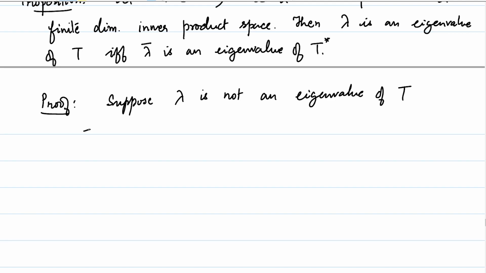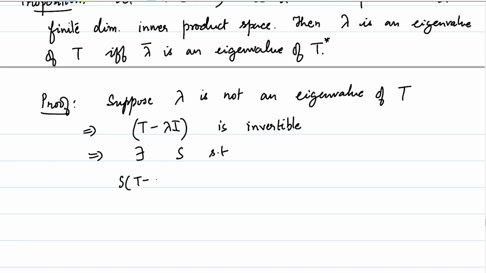What does that mean? This means that T minus lambda I is an invertible linear operator, because there will be nothing in the null space of T minus lambda I. We are in the setup of a finite dimensional inner product space. So by the dimension theorem, it will be both injective and surjective, and therefore it is invertible. This implies that there exists S such that S times T minus lambda I is just the identity map of V, which is the same as T minus lambda I times S.